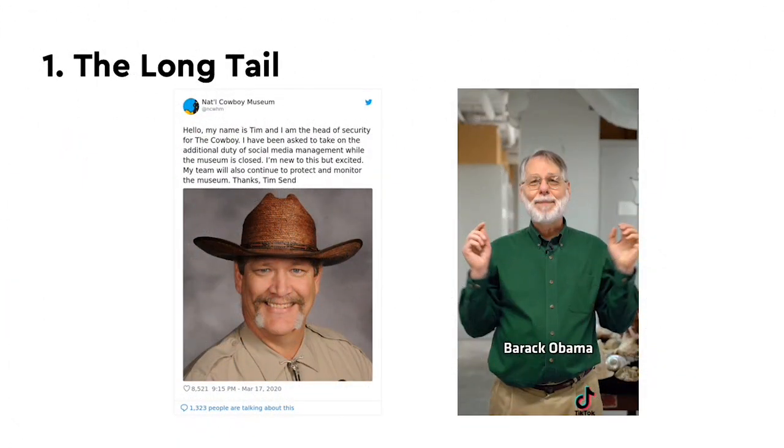So let's look at two concrete examples on how to reach the long tail. The first one is Tim Miller, the head of security at the National Cowboy and Western Heritage Museum in Oklahoma City. Tim was a normal security guard, but when the museum closed because of COVID-19, the owners of the museum asked him to start tweeting information about the museum.